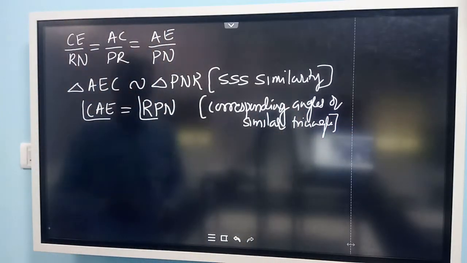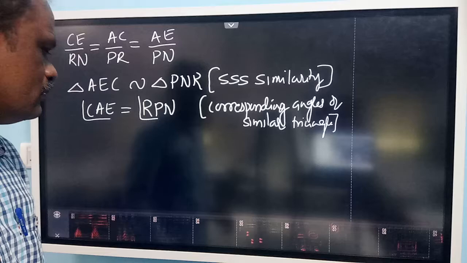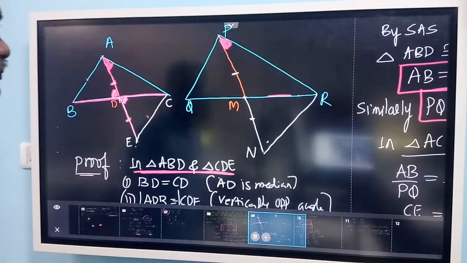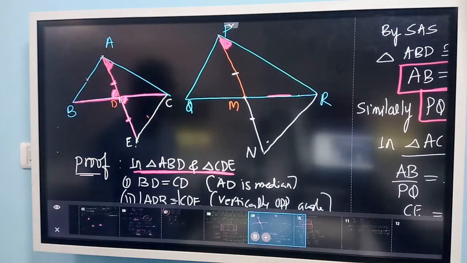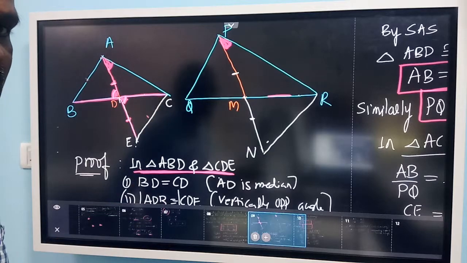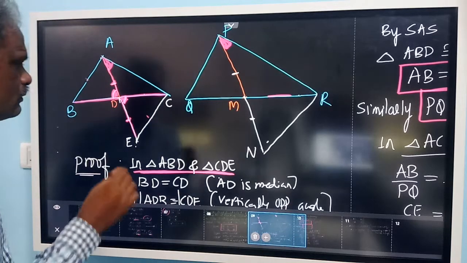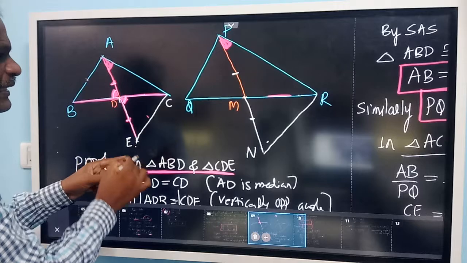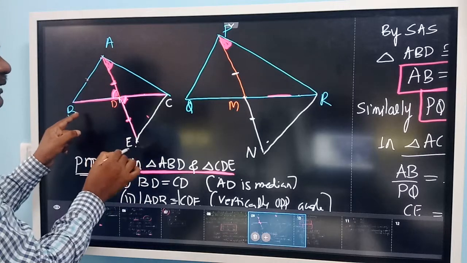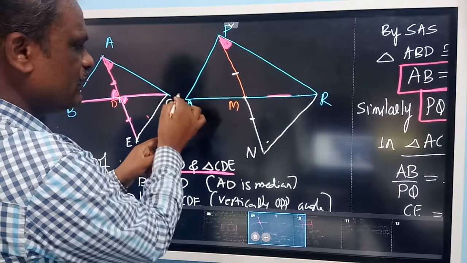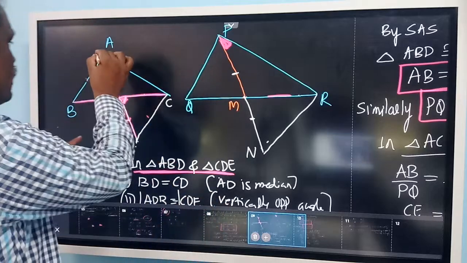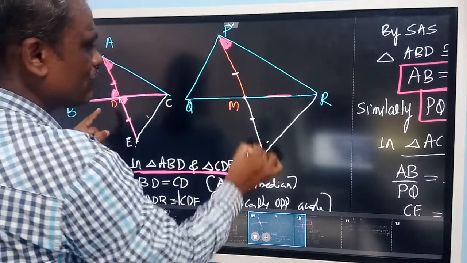Okay. So we proved that angle CAE is equal to angle RPN. Now look at this diagram. We proved these two angles are equal. So if I change the construction here, all of you look at this screen now. Instead of joining CE, if I join PE, and instead of joining RN, if I join QN, you can prove these triangles are also similar.